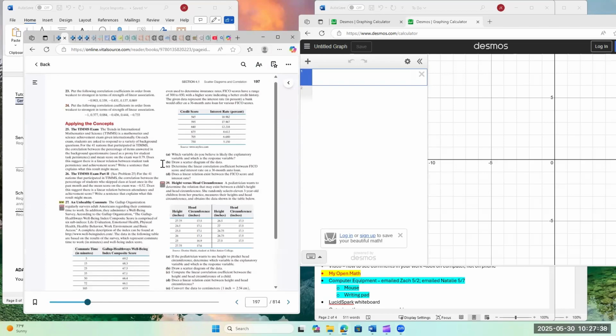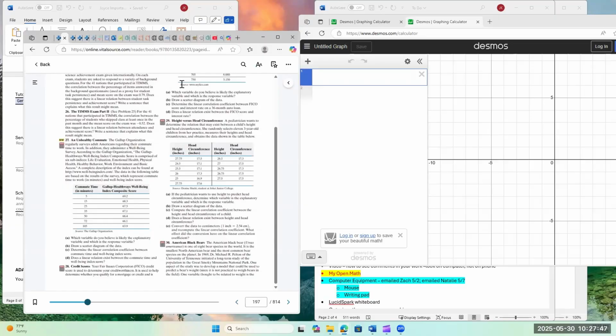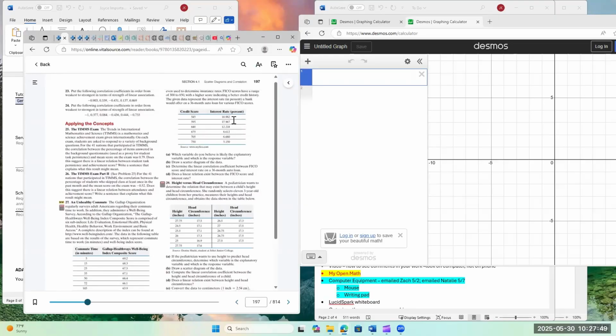In this video, I'm going to show you how to use Desmos to do linear regression. And we're going to look at an example problem from section 4.1 in our textbook. And in this table up here, we have a list of credit scores and then interest rates. The credit scores are what are called FICO scores, and they range from 300 to 850.